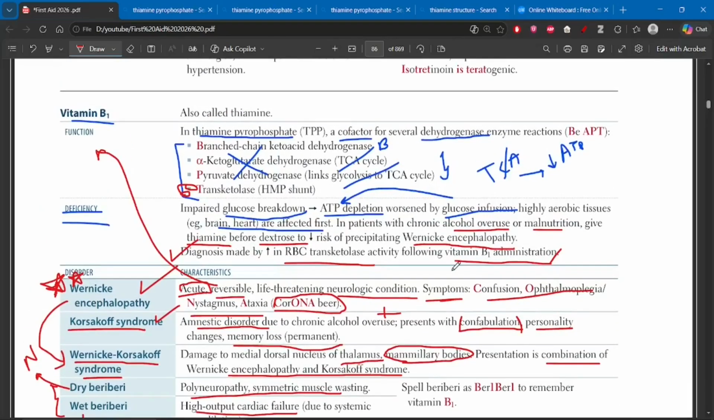So if you don't give thiamine and you give glucose, which will worsen your ATP depletion, it can also increase the risk of Wernicke encephalopathy. So clinically, what happens is that if we have a patient that we think is of chronic alcohol overuse or of malnutrition, we actively give that patient thiamine injection before glucose.